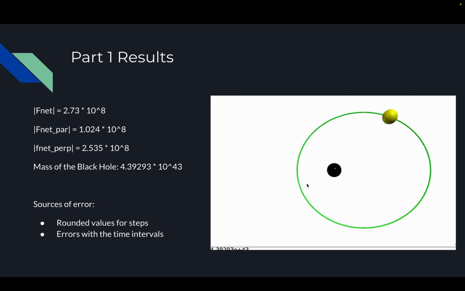And our part 1 results show that the net force was 2.73 times 10 to the 8. The F net parallel was 1 times 10 to the 8. F net perpendicular 2.53 times 10 to the 8. And the mass of the black hole was 4.39 times 10 to the 43. So some potential sources of error include rounding values for steps and errors with time intervals.